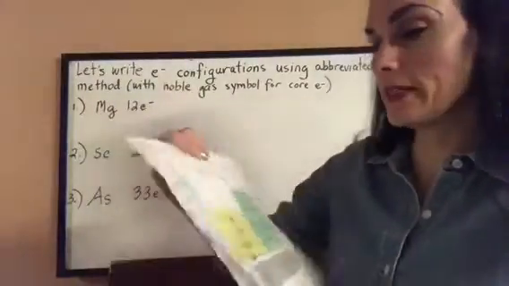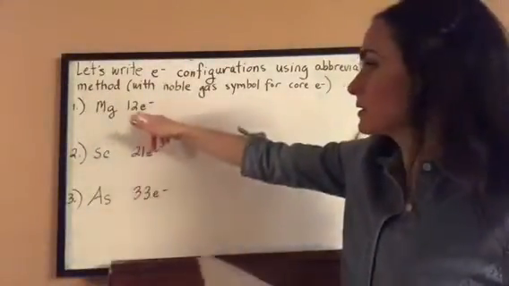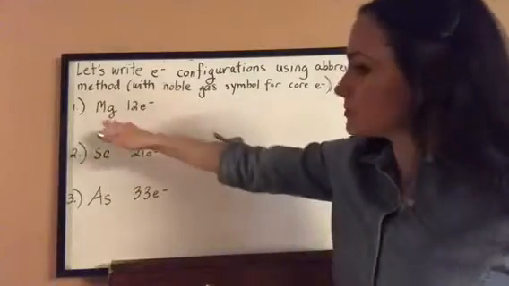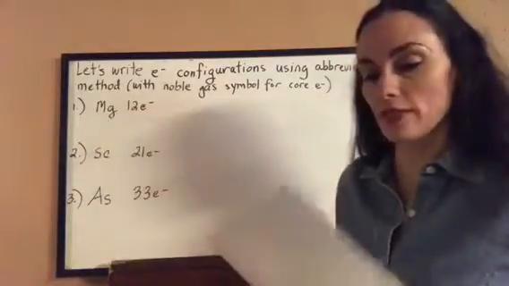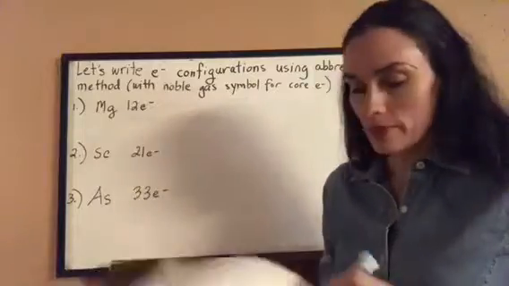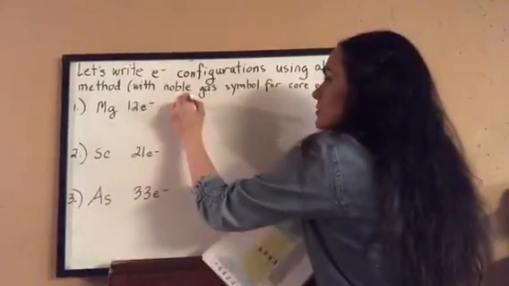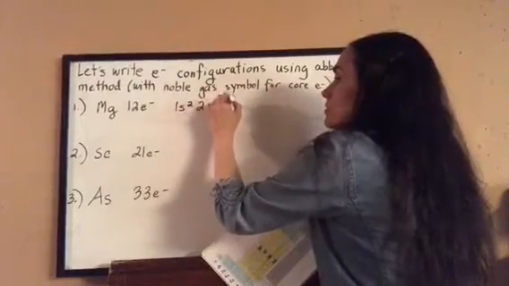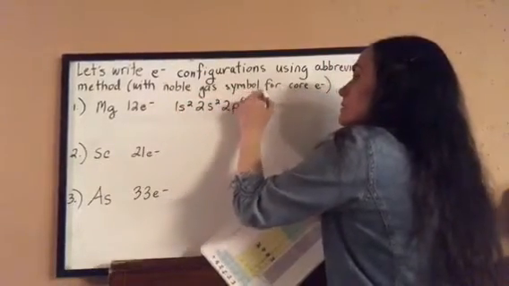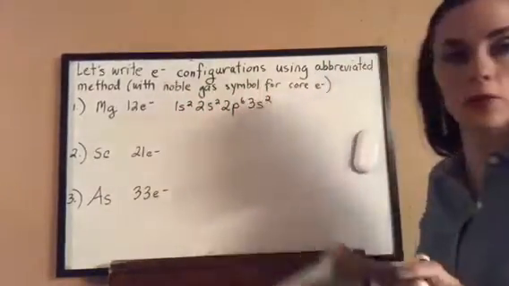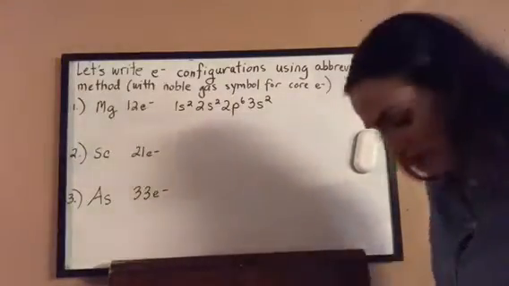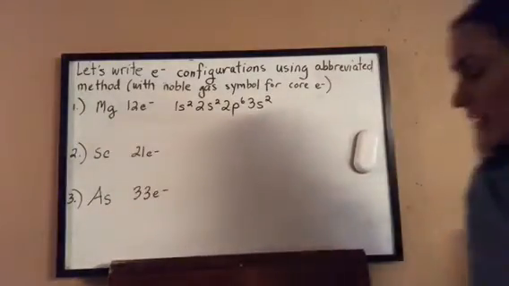Magnesium, atomic number 12. Neutral magnesium has 12 electrons. Now, if we wrote it out the longhand way, we would have 1s2, 2s2, 2p6, 3s2, because that's the order that the sublevels fill up in. But let's do the abbreviated way.